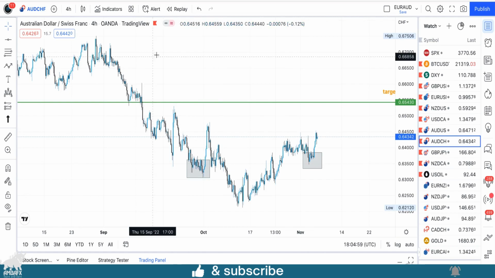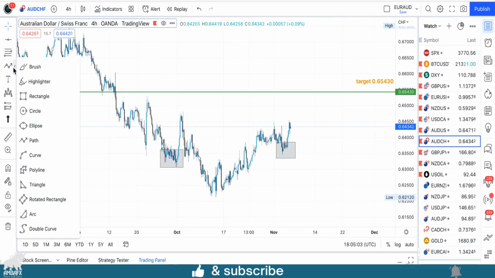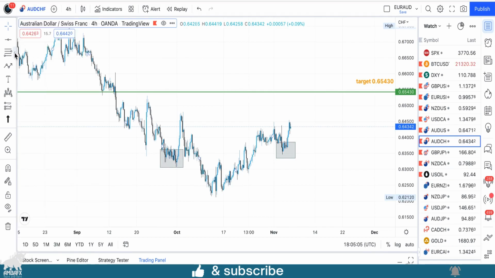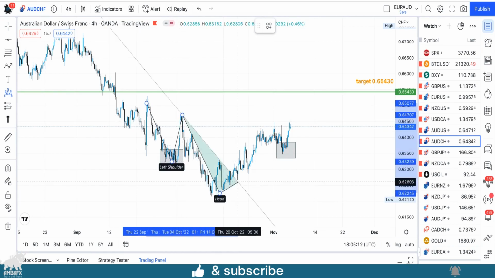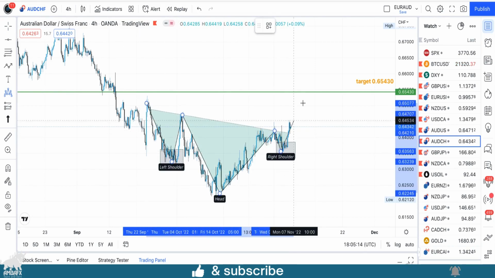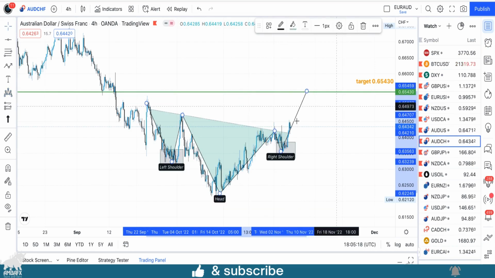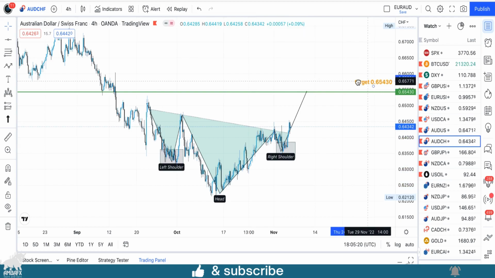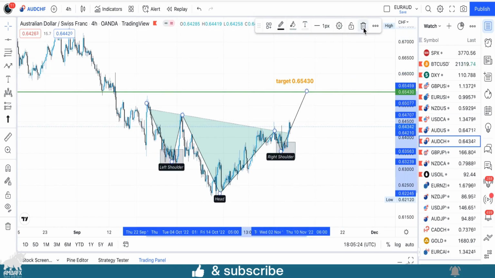So in AUD Swiss franc, what I can see here is what we call the head and shoulder pattern. So this is the first left shoulder, then the head, then the right shoulder. So I can predict the move to 0.65430. So this is the next target. But before then, this is where you take the trade.